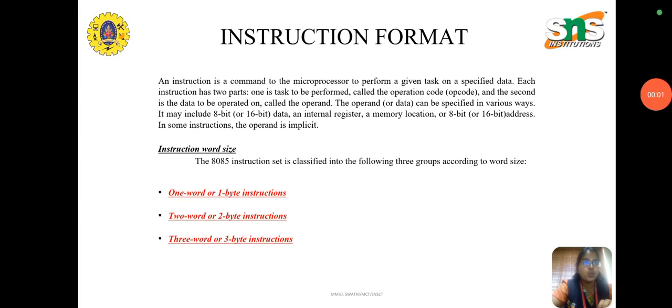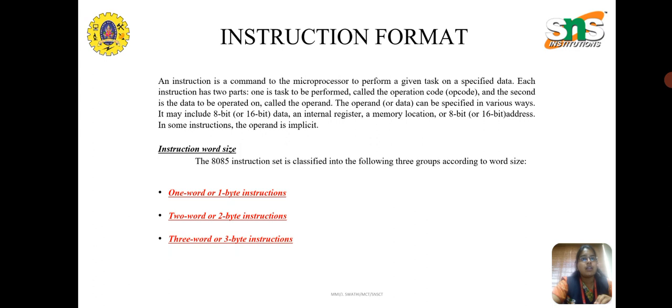In this lecture, we are going to discuss the instruction format. Before getting into the programming of 8085, we have to discuss the major things like addressing modes, instruction format and instruction sets, because to write an opcode or a mnemonic, we need to be aware of these basic instructions. And in 8085, the instruction set is classified into three categories in terms of the length of the instructions.